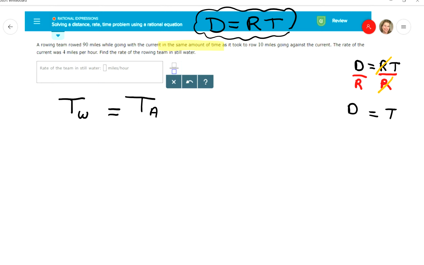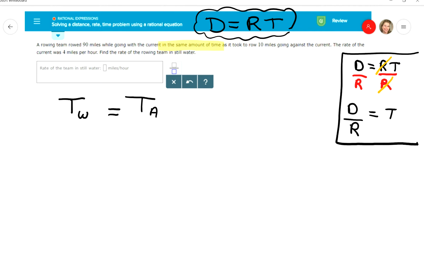So T, time, is the same thing as your distance divided by your rate. And I know those things. I know the distance they went with the current, that was 90 miles. I know the distance they went against the current, that was 10 miles. And then the rate that I know is actually of the current. The current itself is 4 miles per hour.